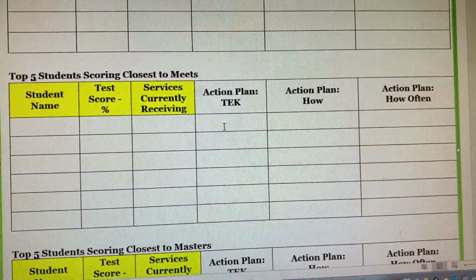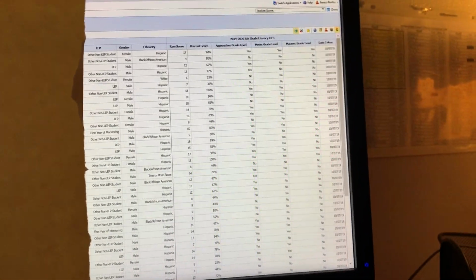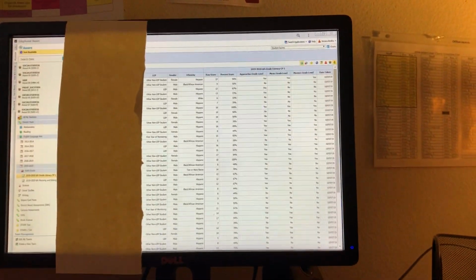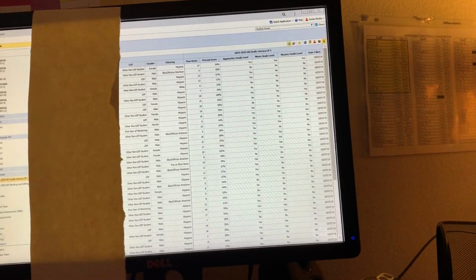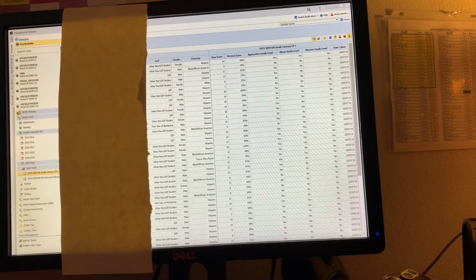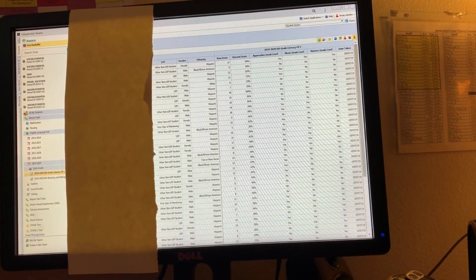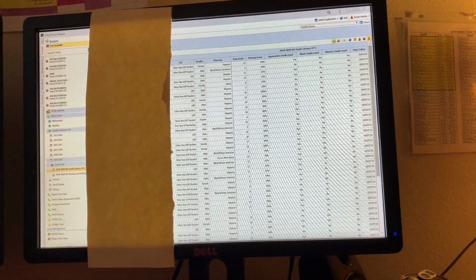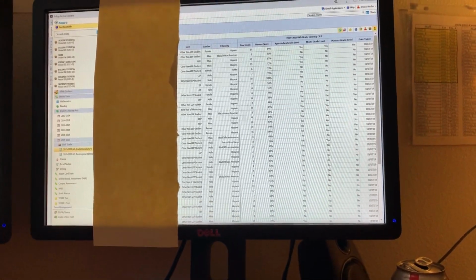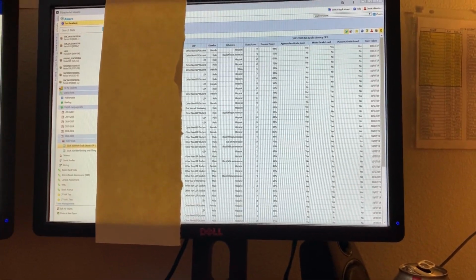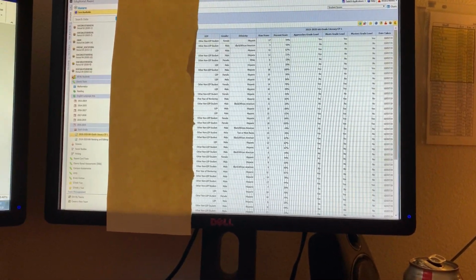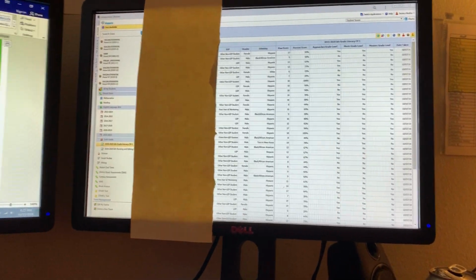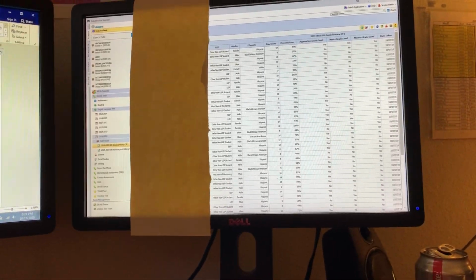Okay, so then the next section is closest to meets. So what I would do is, again, I would be looking on this same screen, finding the kids that had the percentages closest to meets. So in order for you to be able to know this, you would have to see what a student had to get in order to receive meets. Okay, so 6th grade ELAR is going to have a different percentage than 7th grade ELAR and 8th grade ELAR. 6th grade math would have a different meets percentage than 7th grade math and 8th grade math. So you need to know that information before you can identify those kids correctly.